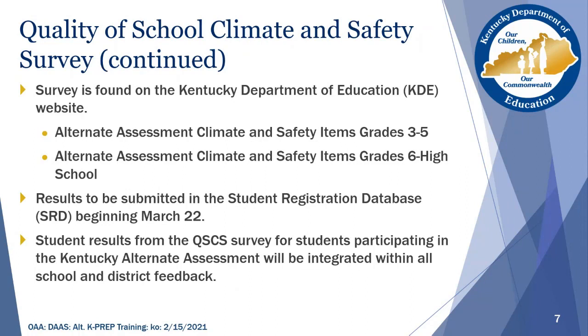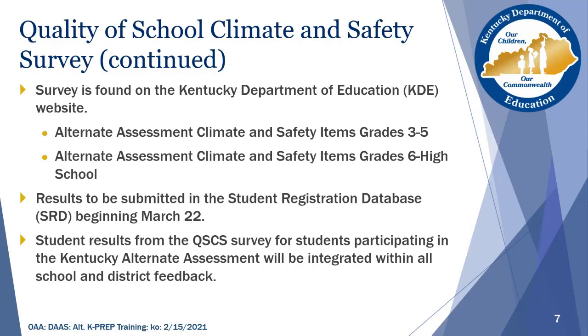The survey questions can be found on the Kentucky Department of Education's website. You will go to the Assessment Accountability page and select Accountability from the drop-down menu. There you will select Quality of School Climate and Safety. Once that page loads, there will be two documents. One will be specifically for students in grades 3 through 5, and the other for students in grades 6 through high school.